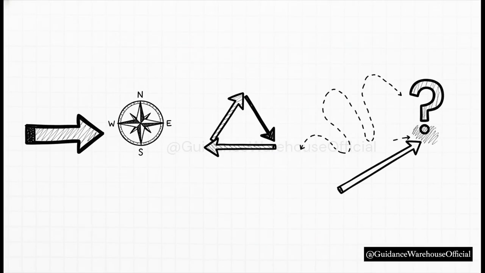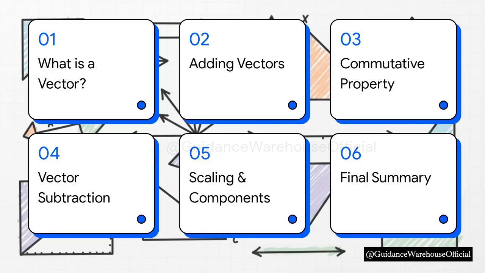By the end of this explainer, you're going to understand exactly what vectors are, how to combine them visually using graphical math, and why changing your direction changes absolutely everything about your journey. We're going to literally take the guesswork out of movement. So here's our quick roadmap for today. We're looking at what a vector actually is, how to add vectors graphically, something called the commutative property, the secrets of vector subtraction, scaling and components, and then we'll wrap it all up with a final summary.